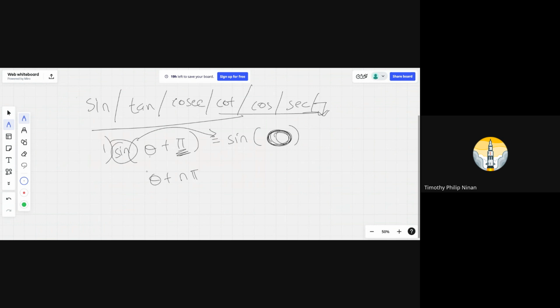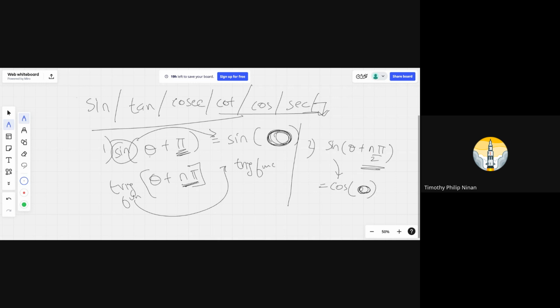the trig function will remain the same, whenever it comes in the multiples of n pi. But suppose it comes in the multiples of n pi by 2, suppose sine of theta plus n pi by 2. Then we are going to get its complement function. So for sine, it will become cos.